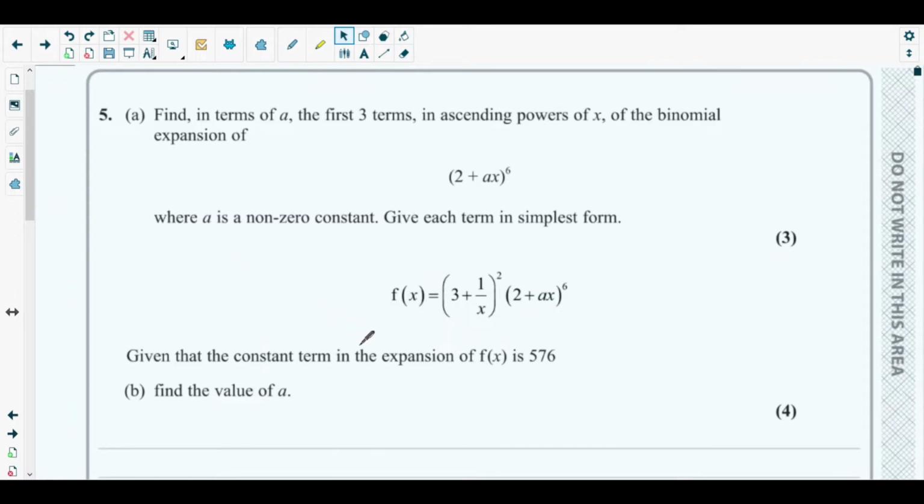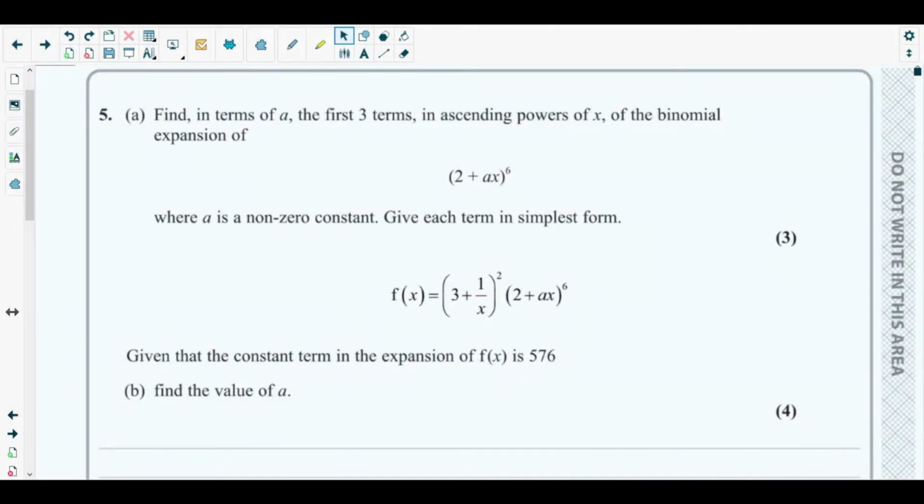Basically, the concepts behind this question are from binomial expansion, which has been discussed in chapter number 4 of your P2 textbook. In order to solve this question, you should have an idea about how to expand binomial expressions. So let's get started with question number 5 of the P2 October 2024 paper.